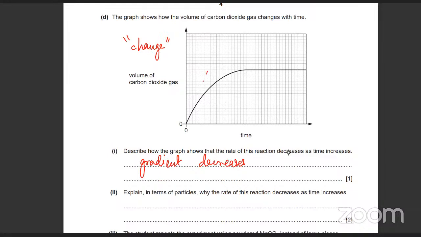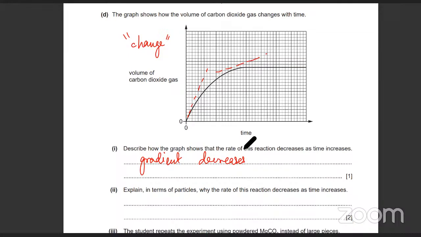When the gradient is very high, that is an indication that the reaction is very fast. It's going up, so a lot of gas is being produced in a very small amount of time. And if the gradient is becoming flat, that means not a lot of gas is being produced in a particular time interval. So the reaction is slowing down.